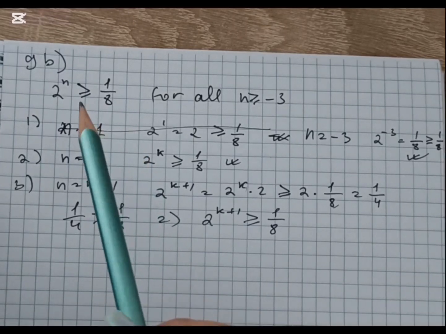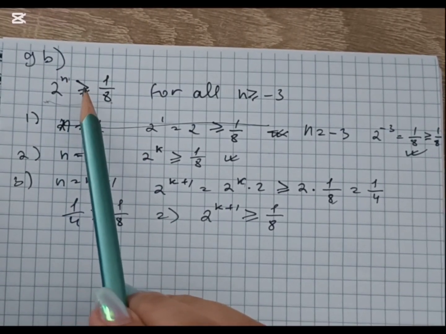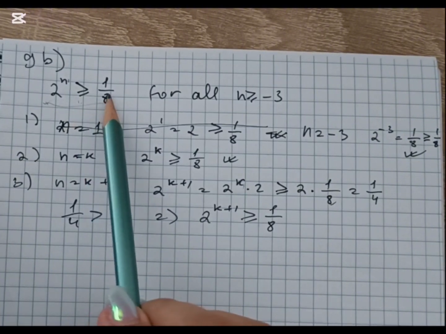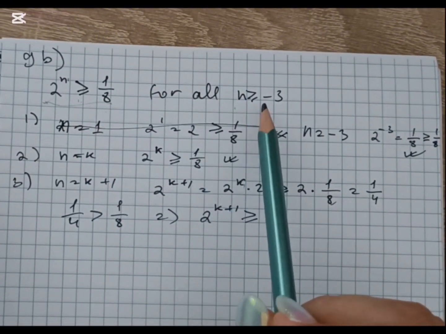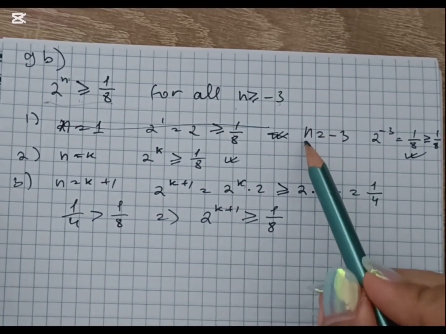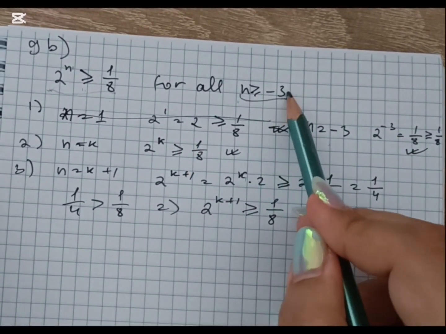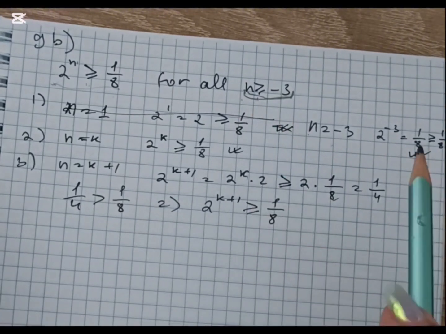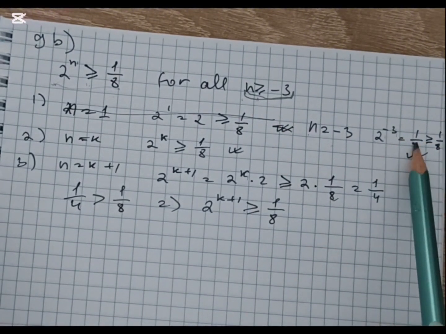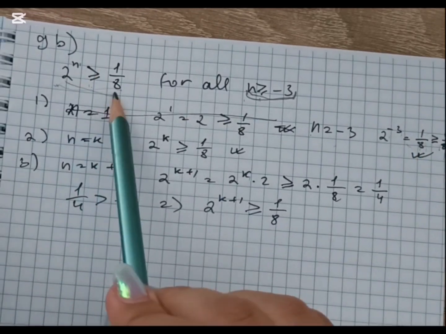In the last one, we have to prove this inequality. So 2 to the power of n is equal to or more than 1 over 8 for all n equal to or more than minus 3. In the first one, we check base case, but here it is not 1, it is equal to minus 3 from this one. So if we put minus 3, we have that 1 over 8 is equal to 1 over 8. So it is true.